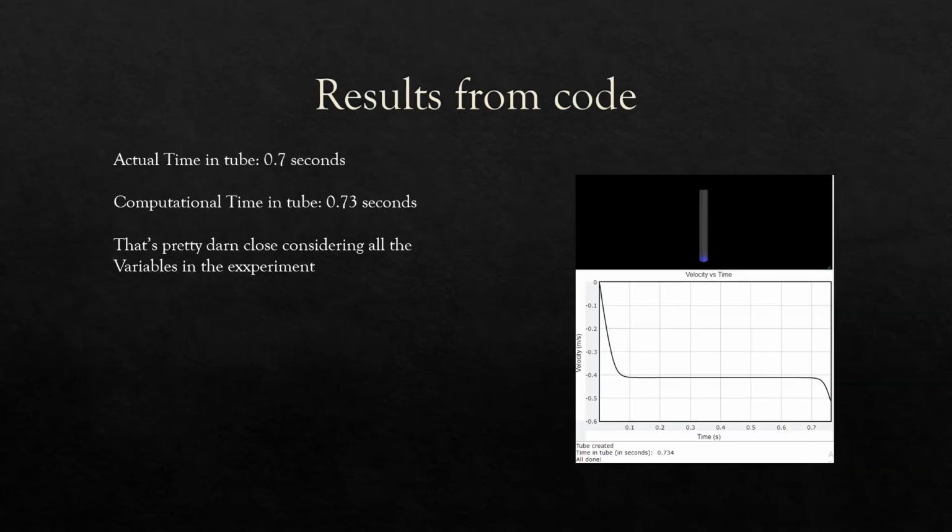Results from my code. The actual time, like I said, is this 0.7 seconds, and from the computational model we get this 0.73 seconds, which is pretty darn close considering all the variables. You can see from the graph that at first the velocity was changing, there was acceleration, and then acceleration fell to 0 and velocity was constant, and then it started accelerating again.